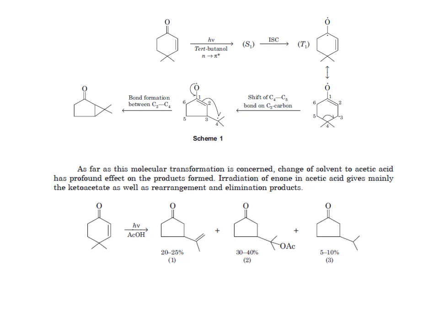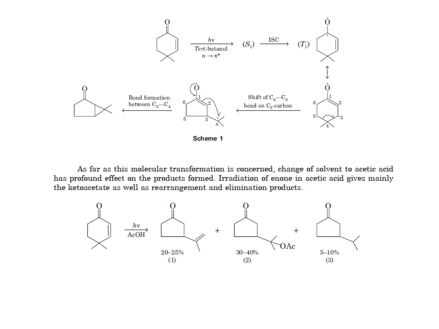Then the shift of the C4-C5 bond to the C3 carbon atom produces this tertiary radical and a 5-membered ring. So the 6-membered ring is converted into a 5-membered ring attached to a tertiary radical, followed by the bond formation between C2 and C4, finally giving rise to this product.